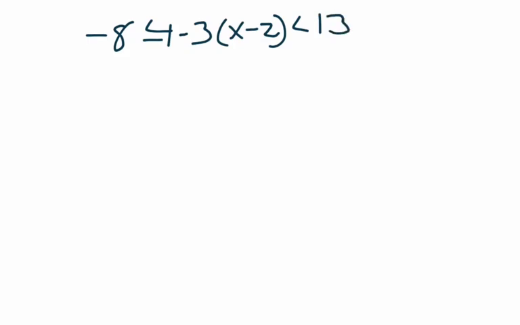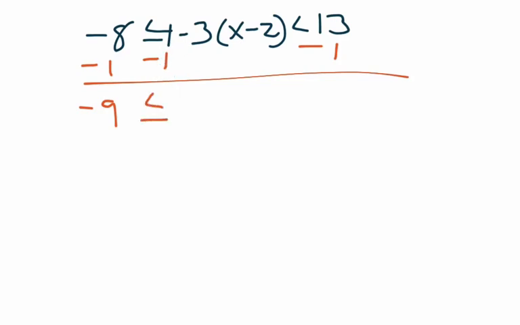I will add one more page here because I do want to work that other problem a different way, just so you can see it. So that was -8 is less than or equal to 1 minus 3 times x minus 2 is less than 13. So you could start by subtracting the 1. This gives us -9. That's 1 minus 1, which is 0, which leaves us with -3 times x minus 2 is less than 12.